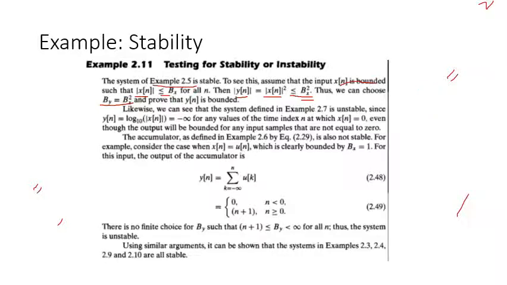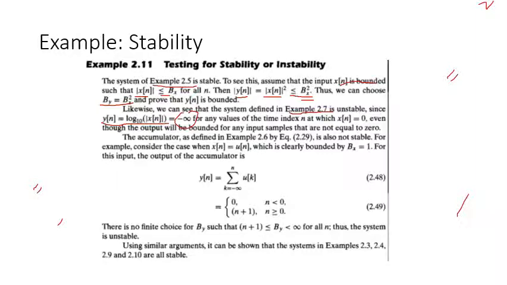The other example is about the unstable system, which is given in example 2.7, and this is system y of n is equal to log 10 x of n. What is the system doing here? The system is basically calculating the log of the input. Okay, so how can we prove that the system is unstable? We can prove that the system is unstable because it is not bounded.